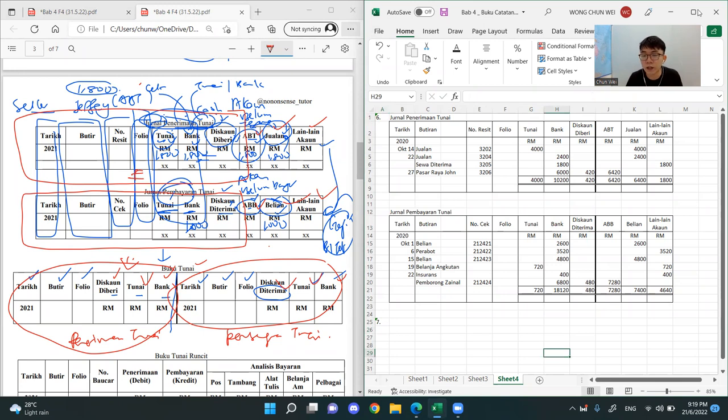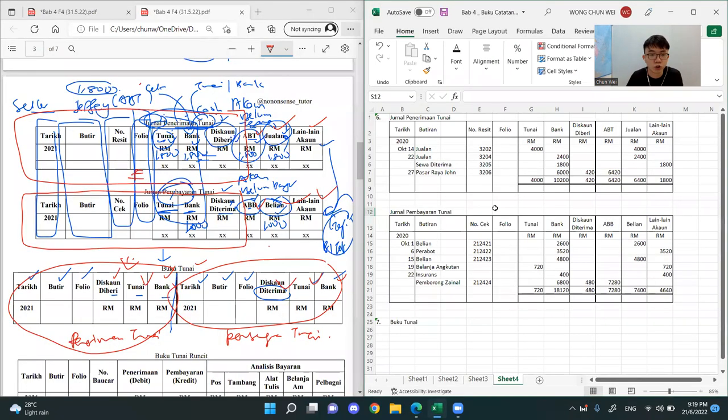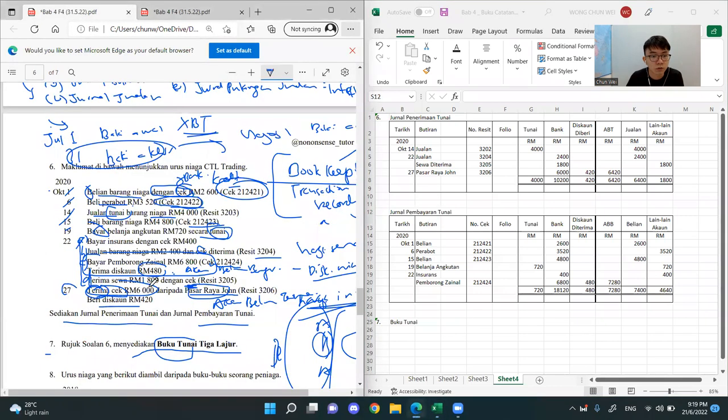This 7, actually, I think you don't need to do. Just watch me. I'll just explain to you. From this buku tunai, for this question 7, it's the same thing, because it says you rujuk soalan 6. Meaning it's the same thing, but now I don't want to do general penerimaan tunai dan pembayaran tunai. I want to do a buku tunai.